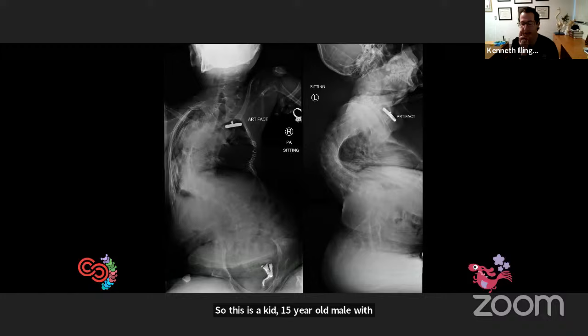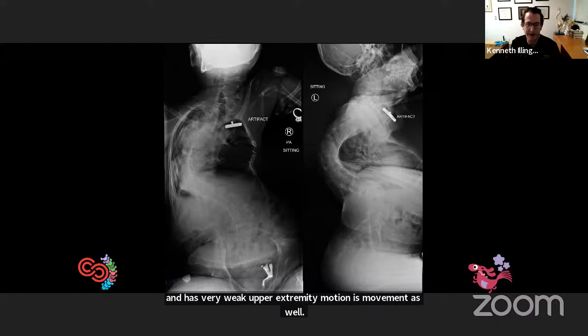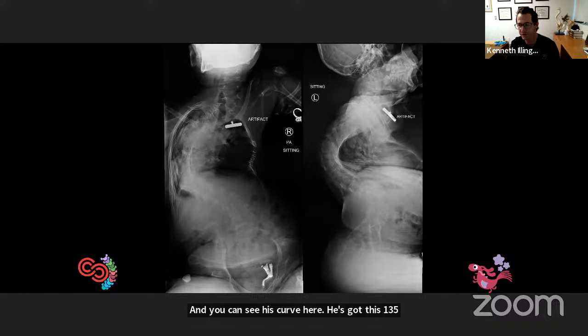So he's cognitively totally normal, a super smart kid from India. But he's full-time wheelchair, doesn't ambulate. He has motor function of the bilateral uppers and lowers, but is significantly weak, with very weak upper extremity movement as well. And you can see his curve here. He's got 135 degrees of scoliosis as well as kyphosis. So he's got 135 degree kyphoscoliosis.